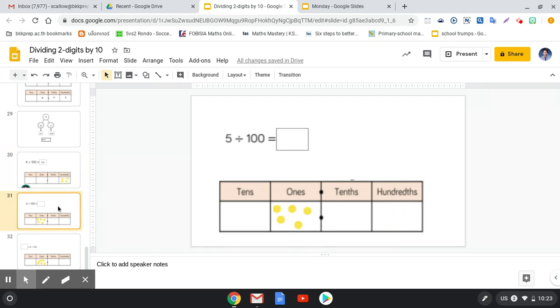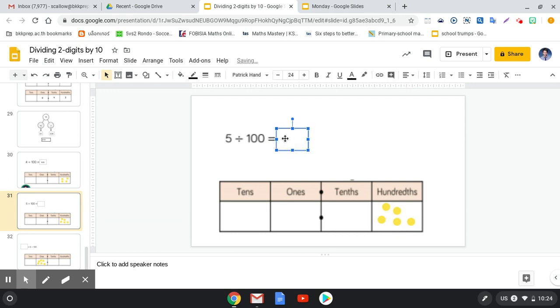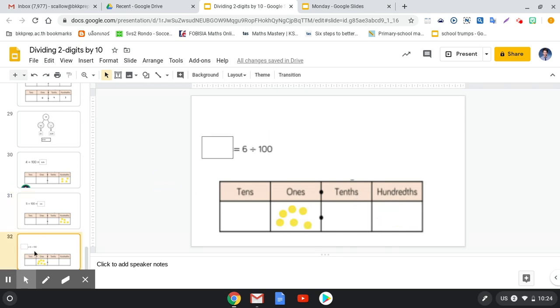Let's have a look at 5 divided by 100. I'm going to follow the same rules. I'm going to move all the counters 2 places to the right in the place value chart. They get 2 place value places smaller. So I'm going to move them all over into the hundredths. And then that will show me that 5 divided by 100 is 0.05, because I have no ones, I have no tenths, but I do have 5 hundredths. Right, with this last one, I'm not going to move the counters anymore because I think you get the idea. But when we divide by 100, all the counters would move 2 places to the right.